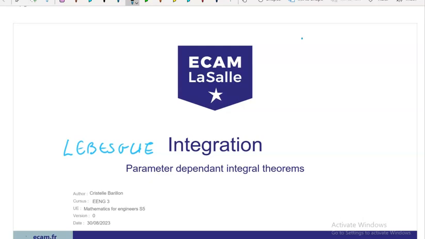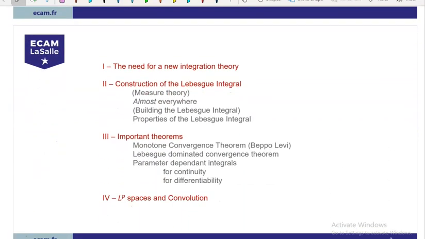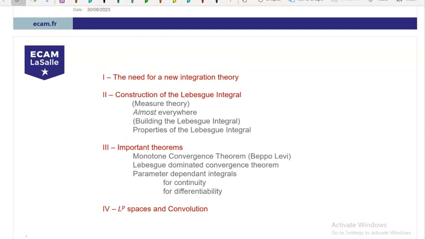Why are we beginning with this? Because the foundations are a lot of things that are coming next. We're going to see Fourier series, we're going to see Fourier transform, we're going to see Laplace transform this year. So these are all parameter-dependent integrals. So we should have a proper theoretical setting to study this. Okay, so let's see. So this is what we're planning to do.